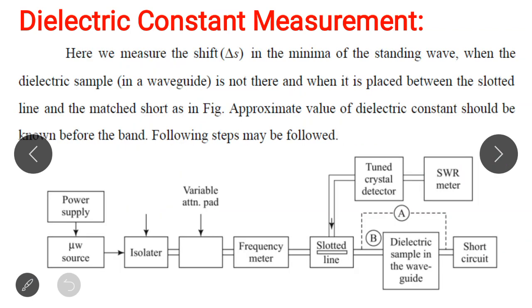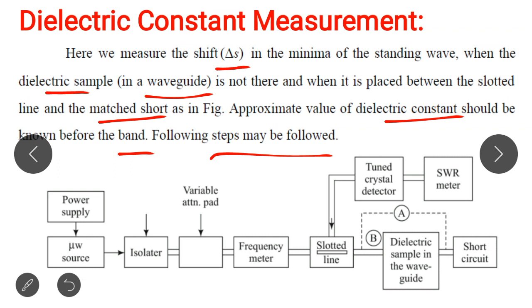Now here we measure the shift, that is delta S, in the minima of the standing wave, when a dielectric sample in a waveguide is not there, and when it is placed between a slotted line and a matched short. The approximate value of the dielectric constant should be known beforehand, and the following setup is used for the measurement of dielectric constant.